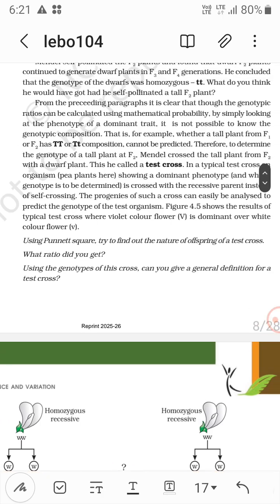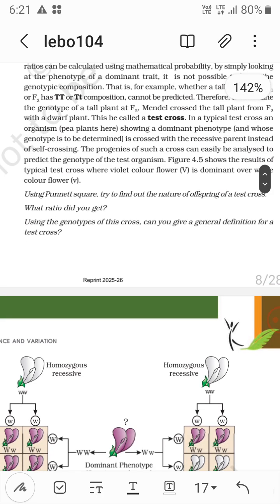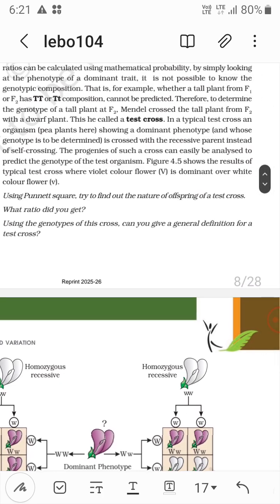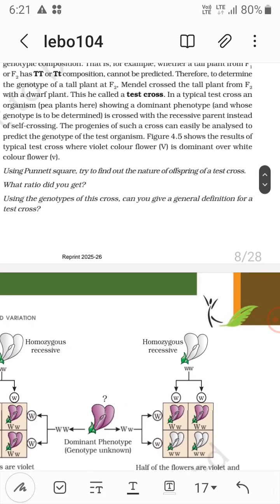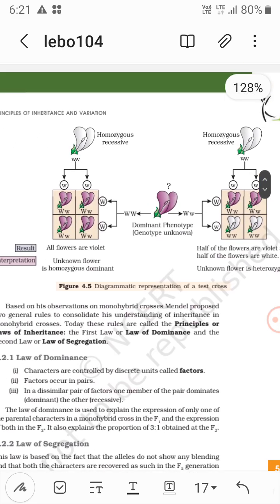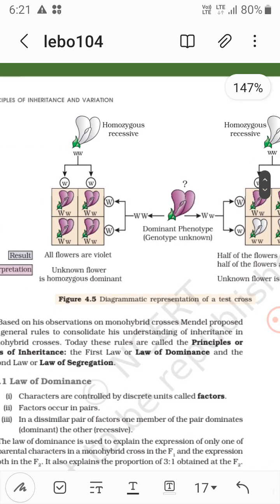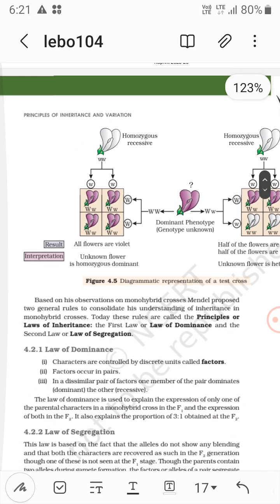So using a Punnett square, try to find out the nature of the offspring of a test cross. What ratio did you get? Using the genotype of this cross, can you give a general definition for a test cross? So this is it. Now, the diagrammatic representation of a test cross.